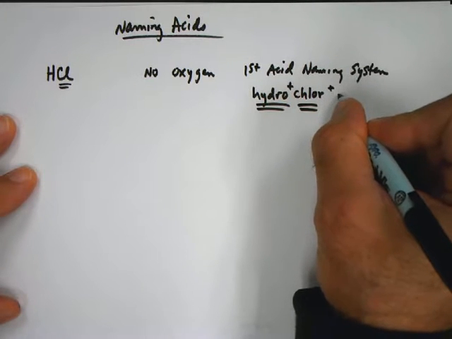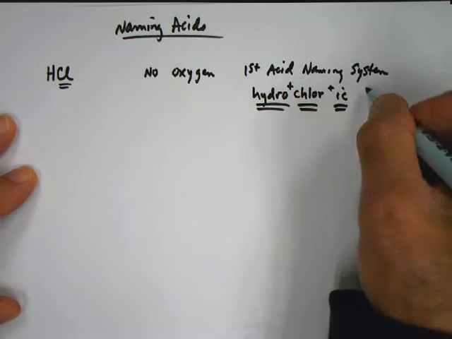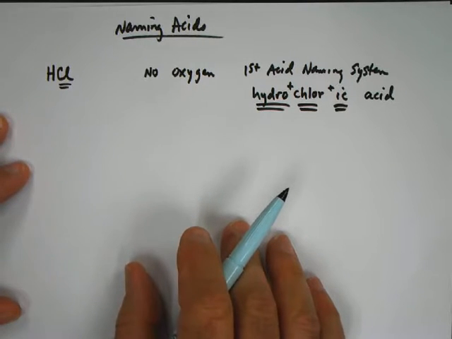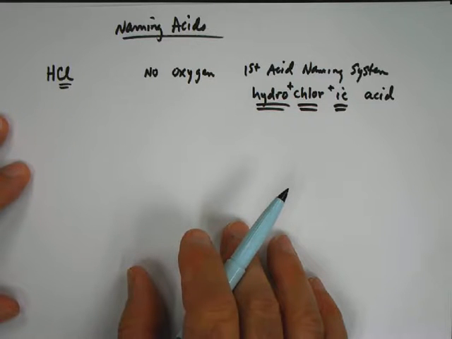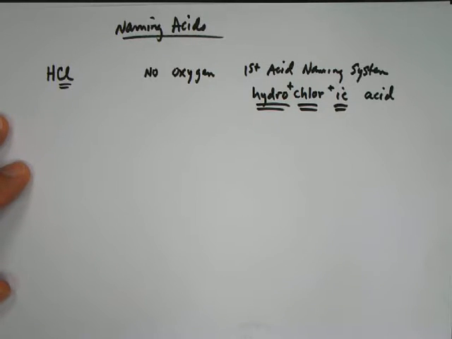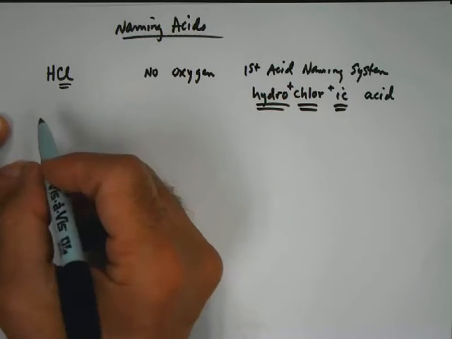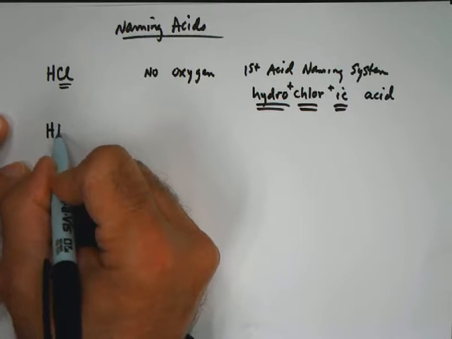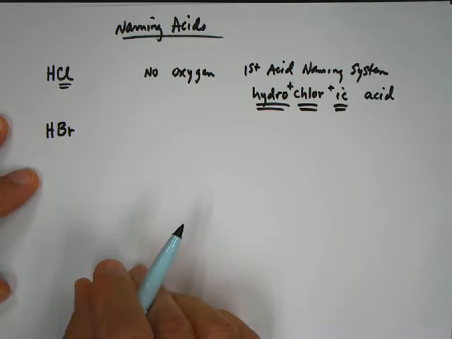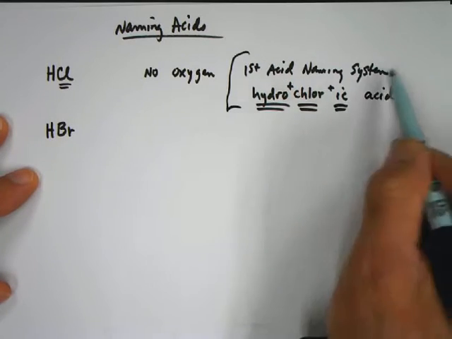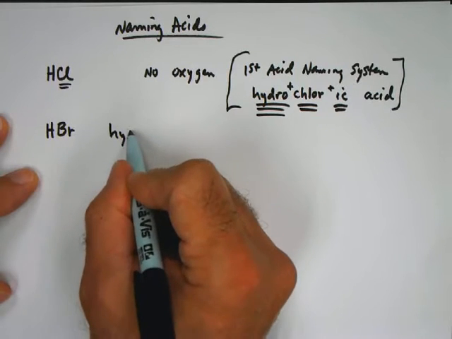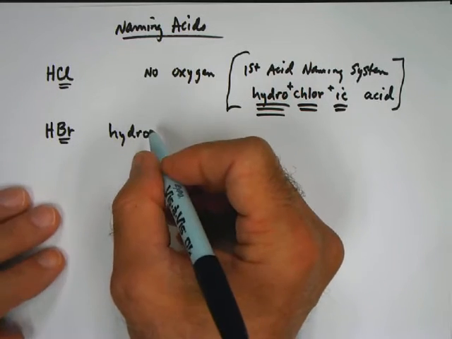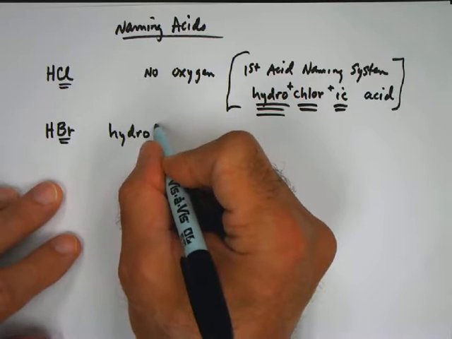Well, there are other acids like that too. What if we had something like HBr? No oxygen, so we'll use this naming system here. Put the word hydro as our first term, and then write the root of the second, the nonmetal, or I should say the halogen here, which would be brome, and then put the little suffix ic there, so hydrobromic, and then we'd write the word acid. So that's the first acid naming system, one where there's no oxygen in the compound.